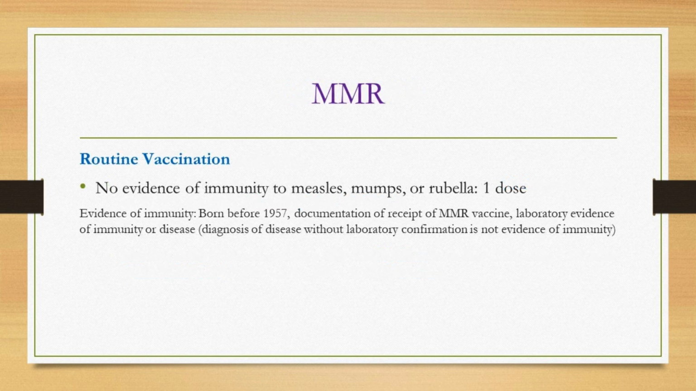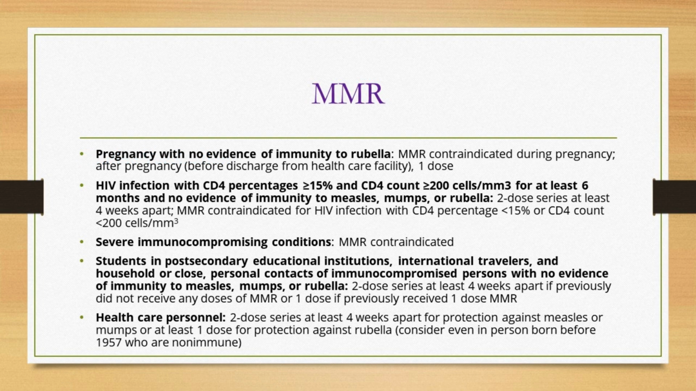Coming to MMR vaccination, the routine vaccination is given in cases where they have no evidence of immunity to measles, mumps, or rubella, and the dose is a single-dose vaccine. The evidence of immunity is determined by the following criteria, like born before 1957 inside US, documentation of receipt of MMR vaccine, laboratory evidence of immunity or disease. In case of pregnancy with no evidence of immunity to rubella, MMR is contraindicated during pregnancy as it is a live vaccine. So after pregnancy and before discharge from the healthcare facility, 1 dose is given to the pregnant patients.